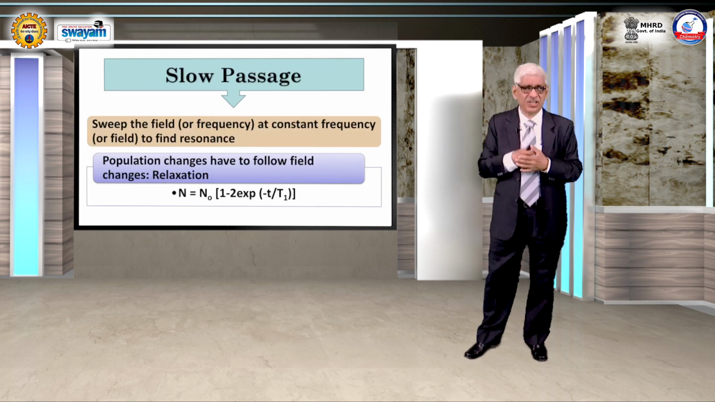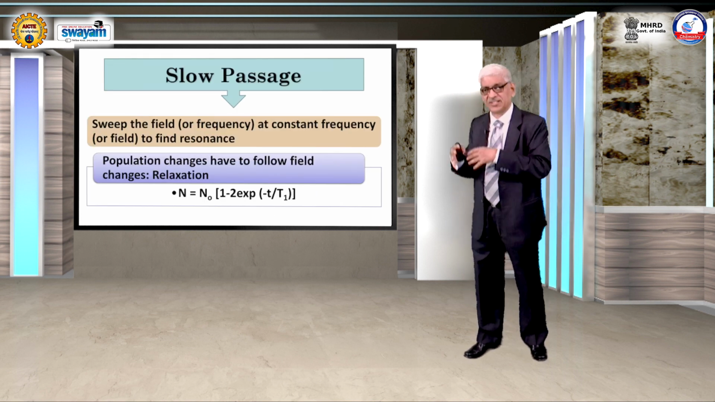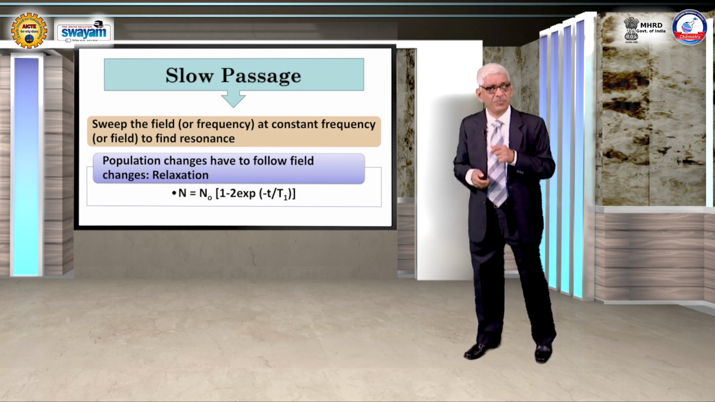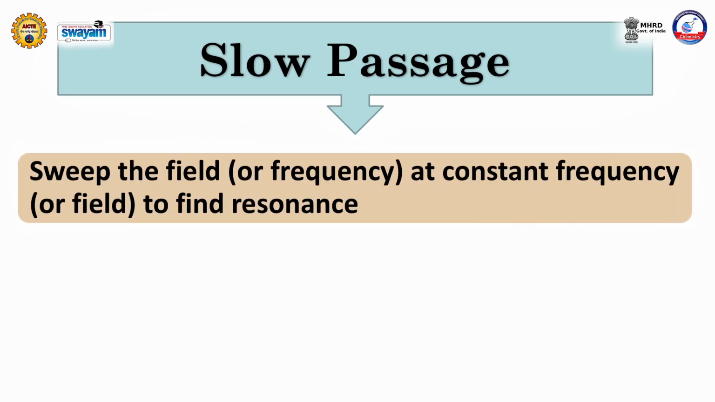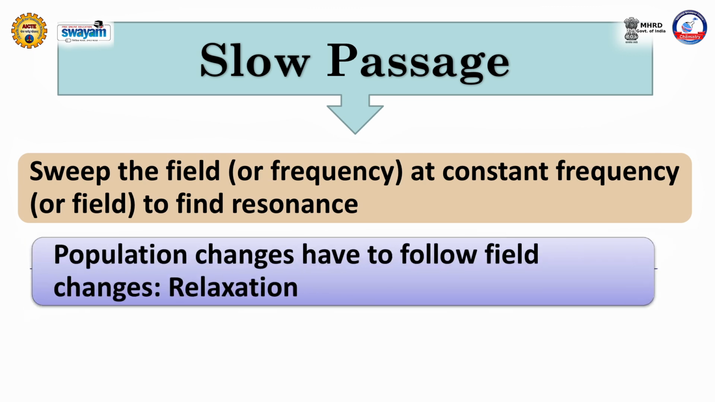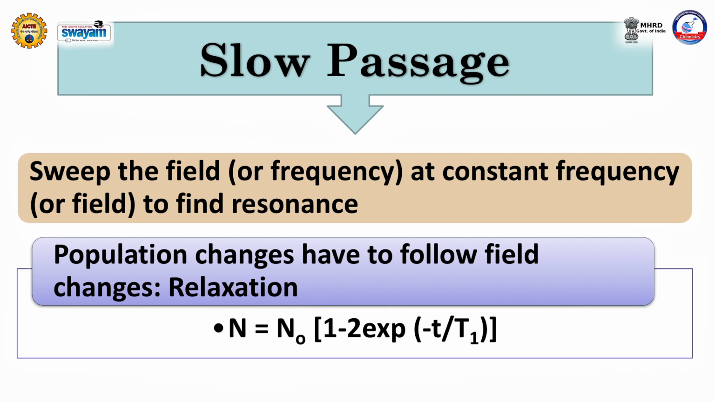Now how do we measure this? How do we measure these frequencies of absorption? And this is an important point. In the early days, what one used to do was keep the frequency constant and sweep the magnetic field. When you sweep the magnetic field, the populations will change between the energy levels. They have to adjust themselves to the new field, and therefore this is a slow process. This is called relaxation, and the relaxation process is slow, because it has to interact with the surroundings, and that is a slow process.